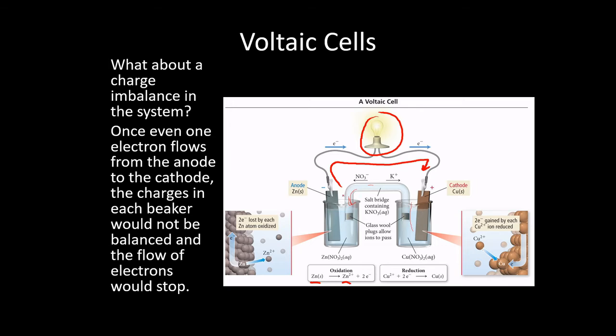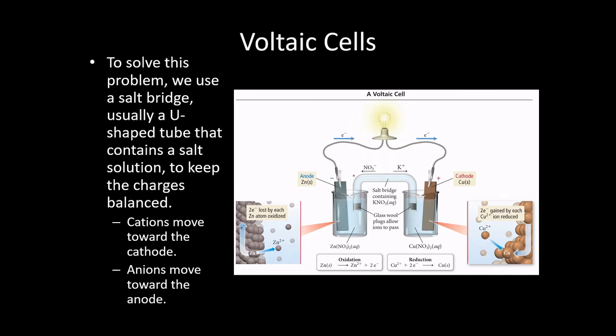If there's not something completing the circuit where the electrical charges can balance each other out, then the cell just won't move forward. Nothing will happen here. But as long as we have that salt bridge completing the circuit, we are good to go. So this is pretty much what I was just saying. We have that salt bridge, a U-shaped tube that contains a salt solution to keep the charges balanced. So the cations move towards the cathode and the anions move towards the anode as the cell is discharging, as it is providing power.